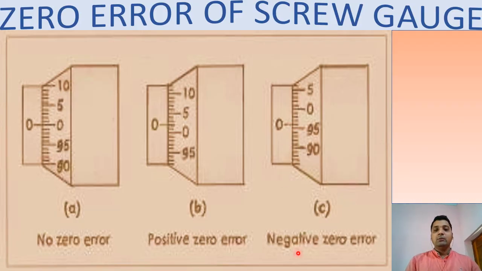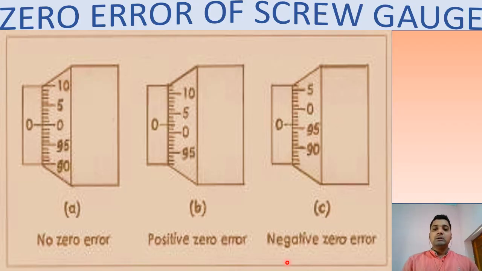In that case, when the number of lines or divisions coinciding is more than 50, or more than half, or in case of negative zero error, we take 100 minus that number. Here, the 96th line is coinciding, so to find the zero error we take 100 minus 96, which is 4. 4 into LC 0.01 mm, so 0.04 mm is the zero error of this screw gauge.